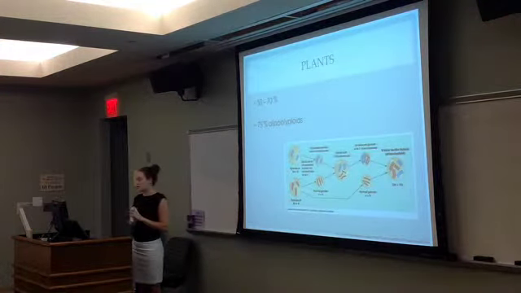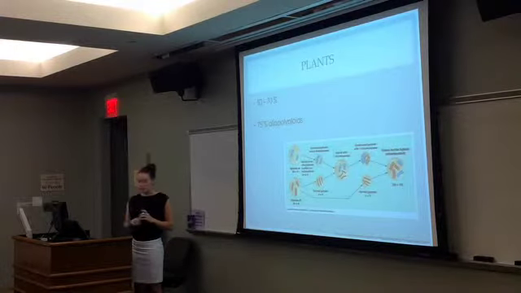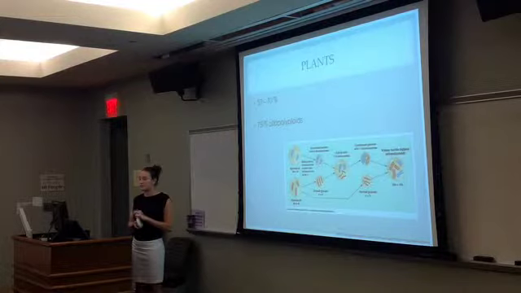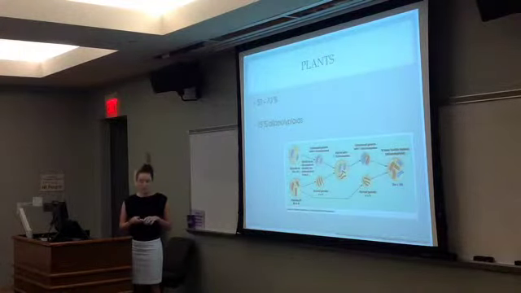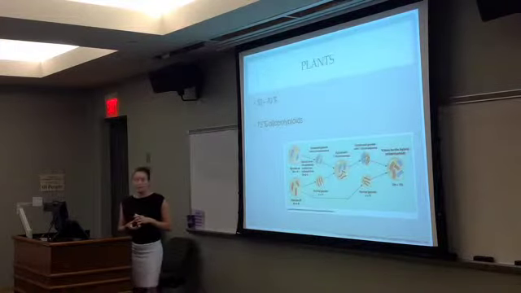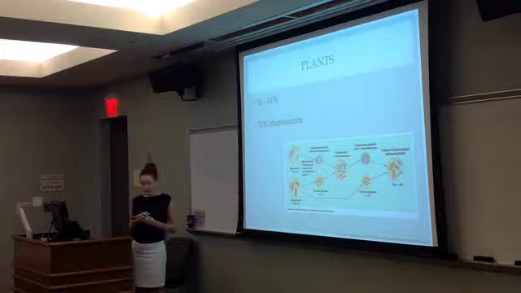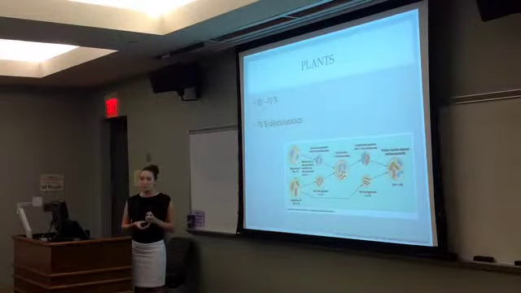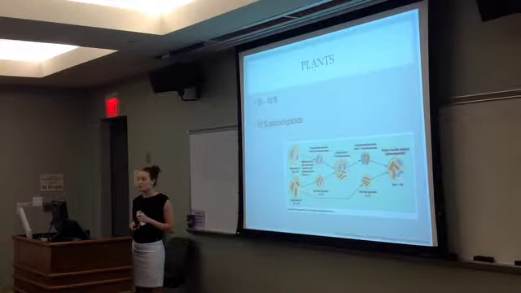Plants: they found that polyploidy is evident in 50 to 70% of all flowering plants, and the majority of these plants, about 75% of them, are allopolyploids. And many agricultural plants such as cotton, oilseed rape, and wheat are allopolyploids.